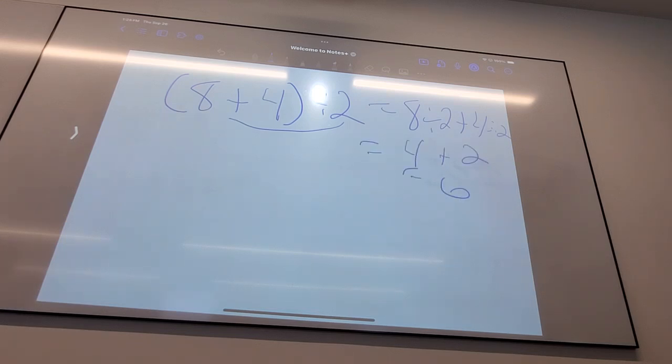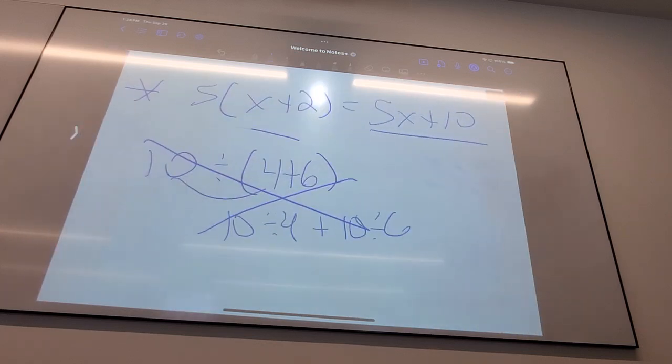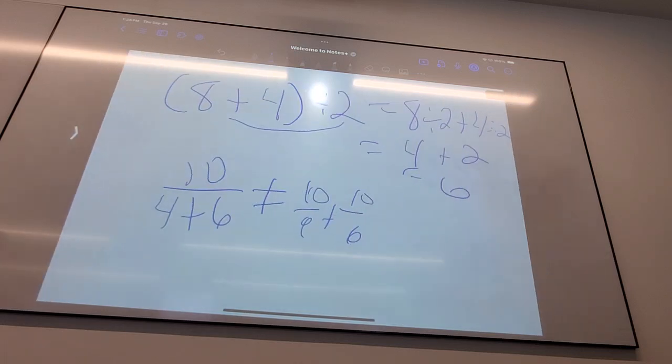Here's something I desperately need you guys to know. If I have 10 over 4 plus 6, this is not 10 over 4 plus 10 over 6. I'm pretty sure you guys are cool with that fact. You cannot break it up like that. And that goes to this exact problem, yes? 10 divided by 2 terms cannot be broken up.